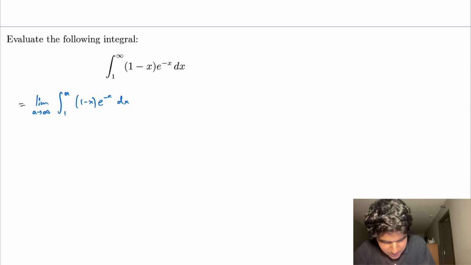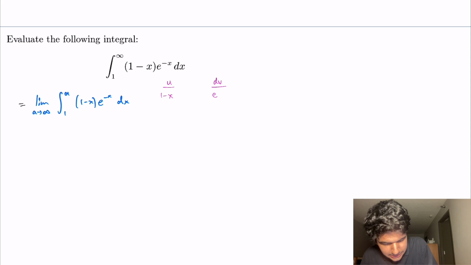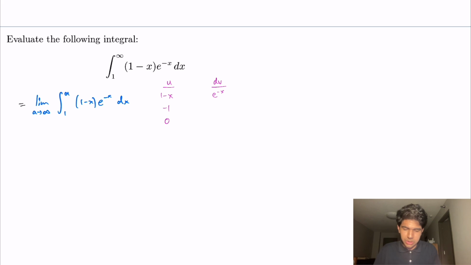So the way that works, recall, is we choose a u and we choose a dv, in a way such that we continuously take the derivative of u until we reach 0, and continuously take the integral of dv. So we want to choose a u whose derivatives will eventually reach 0. In this case, I'm thinking 1 minus x would be a good choice for u, which means dv would be e to the negative x. The derivative of 1 minus x is negative 1, and the derivative of negative 1 is 0, so we've reached 0, we're in good shape.